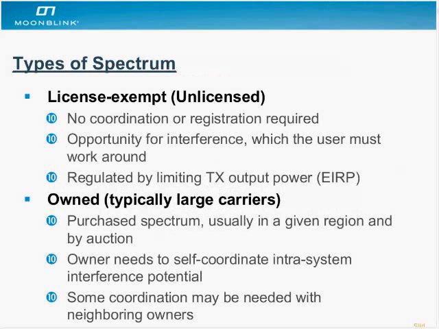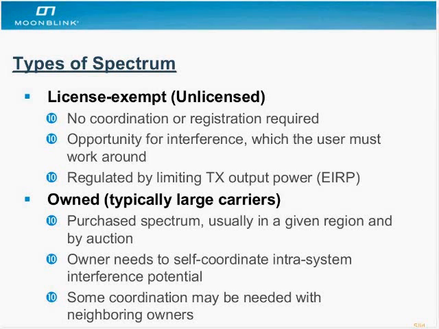Okay, so we'll look at the types of spectrum. There's about 4 major ones that we'll cover here. The first type is license exempt. Many people who have adopted licensed may have come from the license exempt, the unlicensed background. And basically, it's a good technology because it's typically low cost. There's not any coordination or registration required. But unfortunately, there's an opportunity for interference because there is no coordination. But if some users are smart, they usually try to work around with their neighbors.